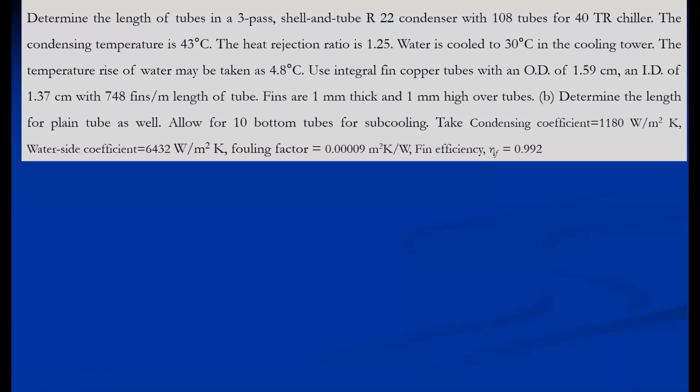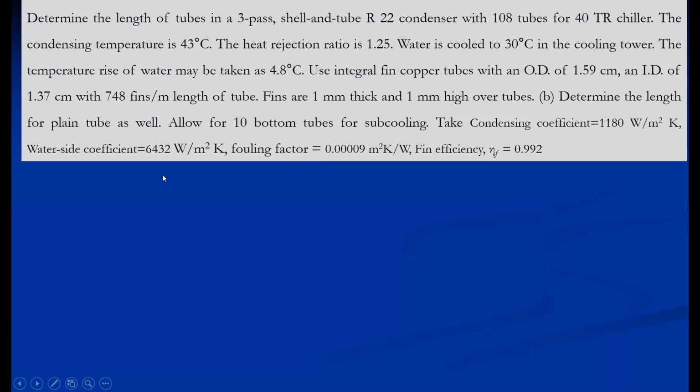Means the film coefficient which is low, on that side generally fins are provided. So now here the condensing coefficient is low. So on the condensers, condensing coefficient means the outside surface, so on the outside surface the fins are provided. Fouling factor is given. Obviously the fouling factor is on the inner side because water is flowing through the inner side.